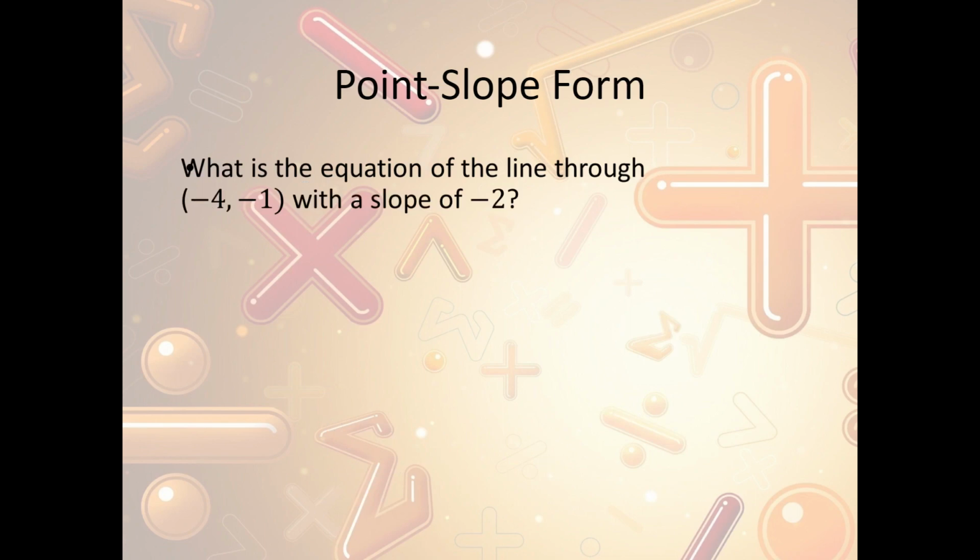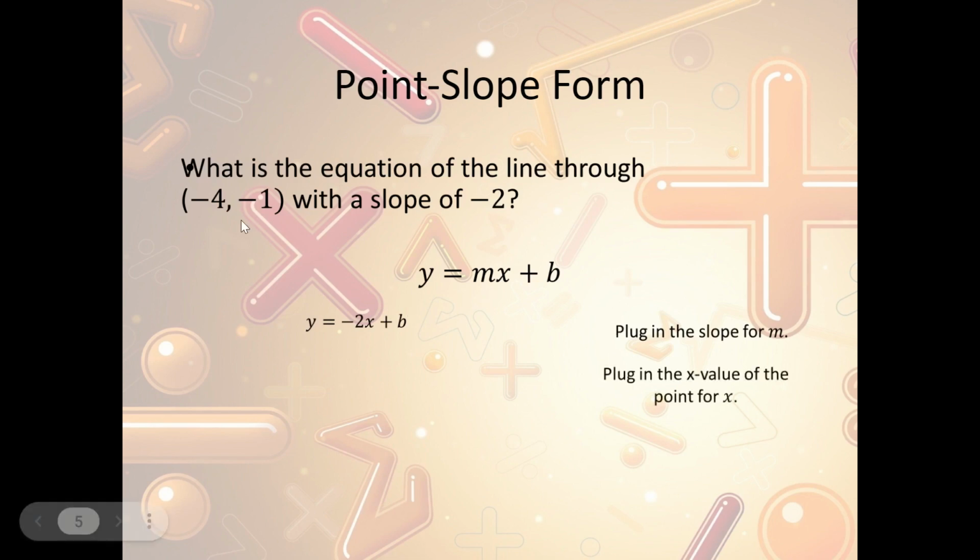Now let's look at another example. We have (-4, -1) as our point, and the slope is -2. So we're going to start with y = mx + b, and then we're going to plug in what we know. Well, we know the slope is -2, so that goes in for m. So this becomes y = -2x + b. Then we're going to plug in our x value. Well, our x value is -4, so we're going to plug that in for x. So this becomes y = -2 times -4 plus b.